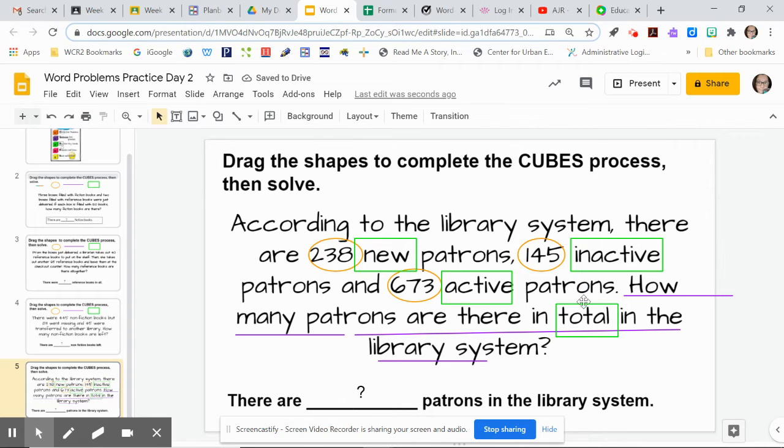system? Now, some people might stop and think, oh, total, that means I've got to add all these numbers. No, don't do that. Sometimes total doesn't mean to add every single number. You have to stop and make sense of the problem. So, according to the library system, there are 238 new patrons. So, I'm going to think on my piece of paper, trusty little handy dandy piece of paper, I'm going to write out the number 238.